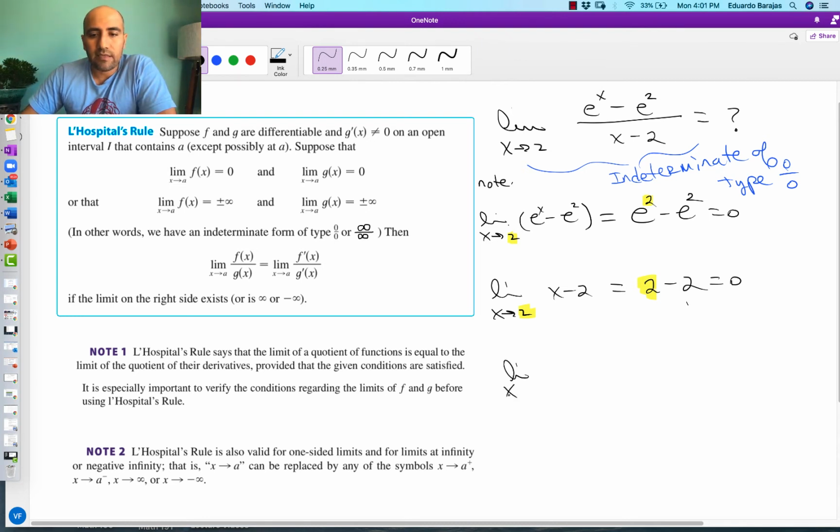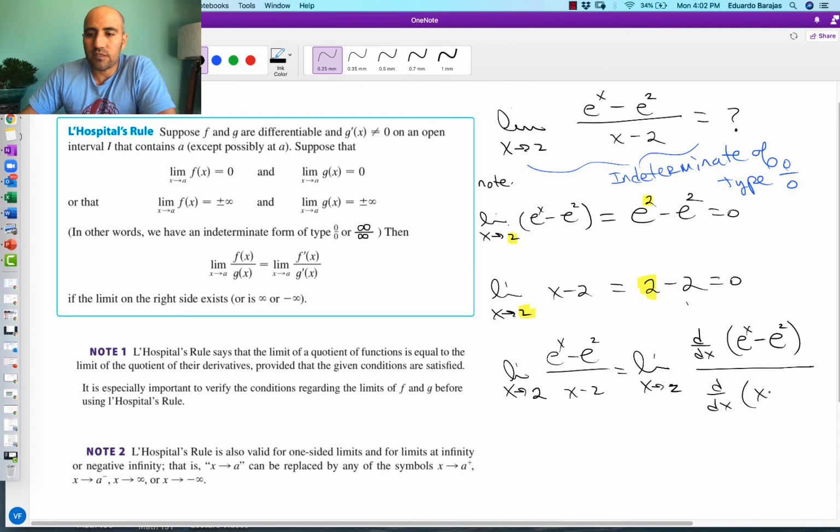We'll take the limit as x approaches 2 of e to the x minus e to the second divided by x minus 2 is equal to the limit as x approaches 2 of the derivative with respect to x of e to the x minus e to the second divided by the derivative with respect to x of the denominator, which is x minus 2. The derivative of the numerator by itself, well, that's just some constant, that's 0. And the derivative of e to the x, well, we know that that's just going to be e to the x. And the derivative of the denominator, well, that's a 0. And the derivative of x is just equal to 1. That's just going to be equal to 1.